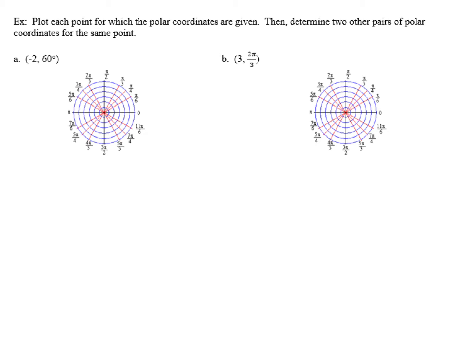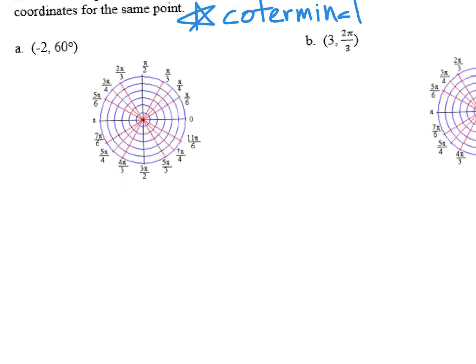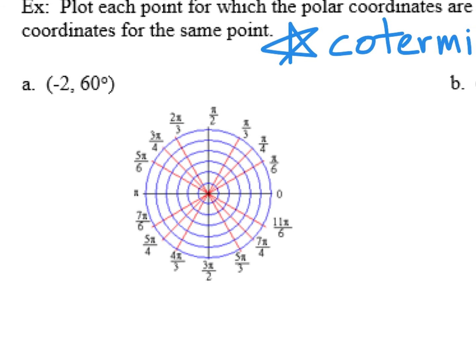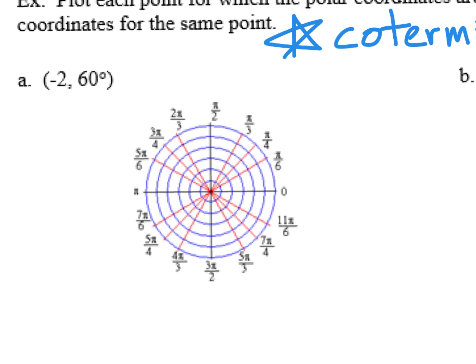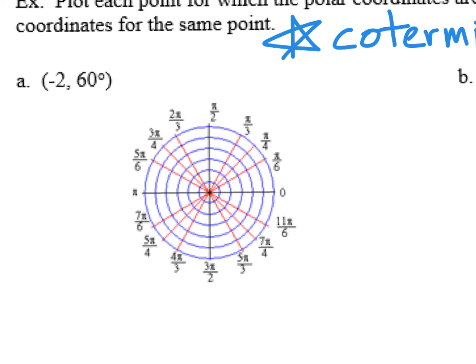All right, here's a couple examples. You could write the same location in different coordinates, okay? So the first thing I'm going to do with each one of these is plot them. I'm going to put a reminder up here, by the way, that the concept of a coterminal angle is going to come back. We'll get to that in a minute. All right, so we're 2 to the left.